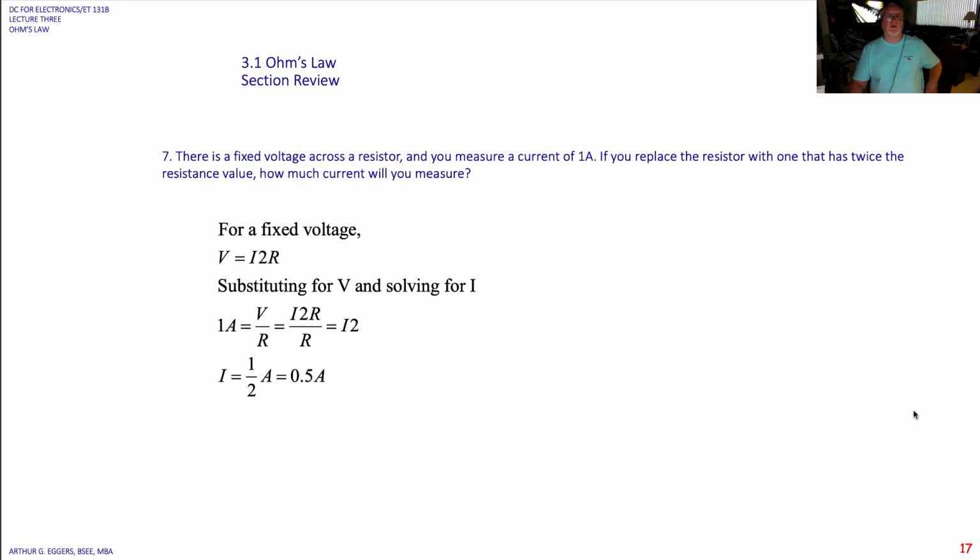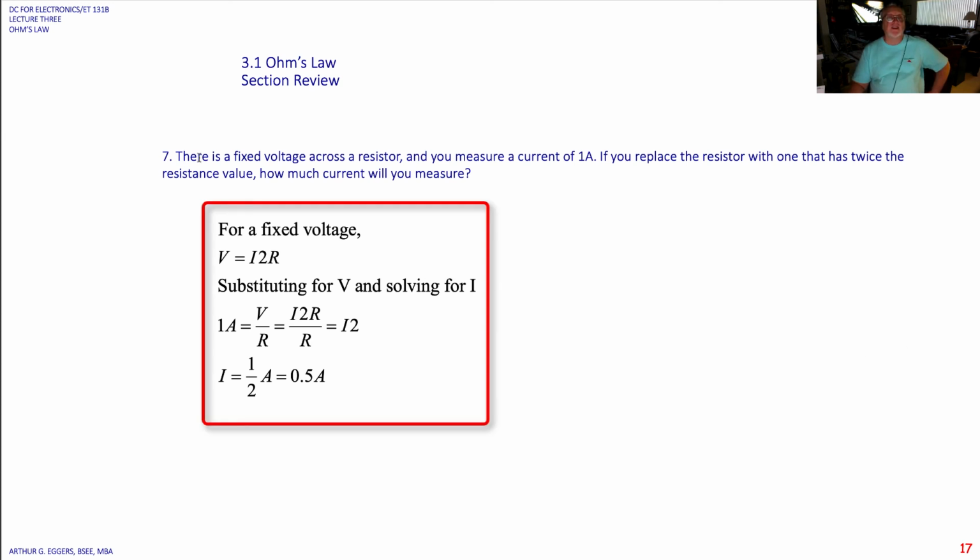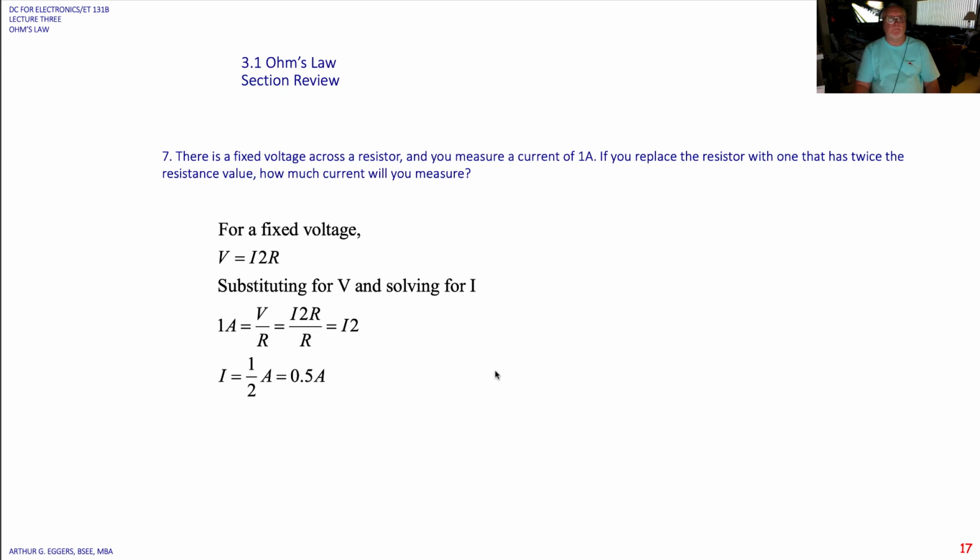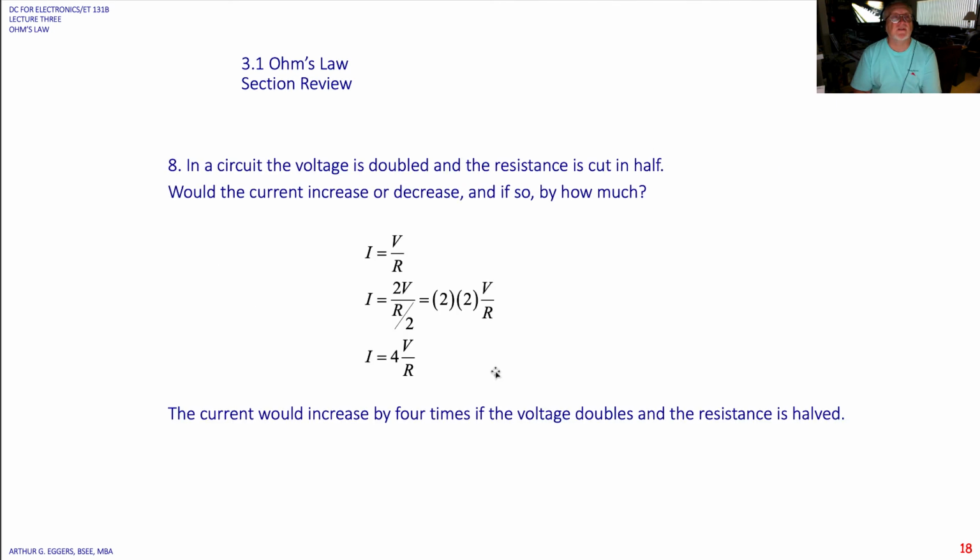So next we will look at some calculations here. If the voltage is fixed across a resistor, you measure a current of 1 amp. If you replace the resistor with one that's twice the value, how much current will you measure? So voltage is equal to I times 2 times R. Substituting for the voltage and solving for I, you can see that the current is equal to 1/2 in this case. Okay? Pull out your calculator, pull out your pencil and paper, and prove it to yourself.